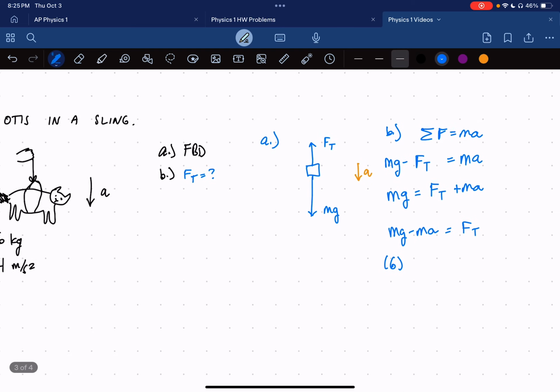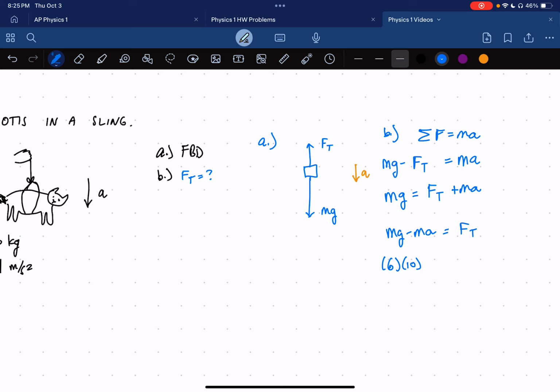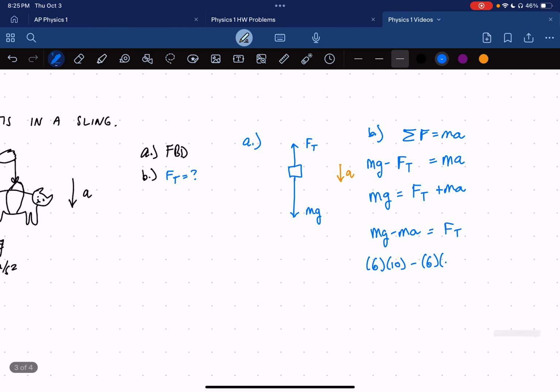Did I leave that there? Yep. g is 10, minus 6 times the acceleration, which was 0.4. Okay, comes out to 57.6 newtons. It's okay to check to see if that makes sense. This is 60 newtons. That is 57.6 newtons. Yeah, the cat should accelerate downward.